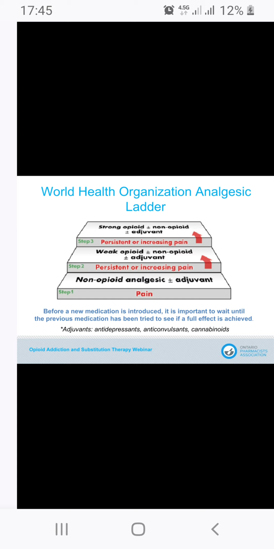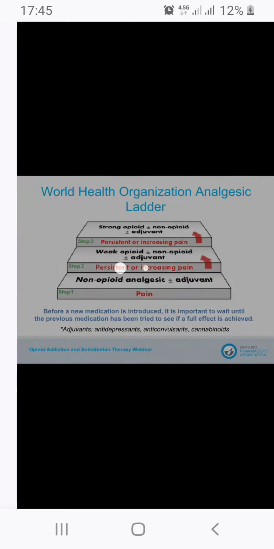Step 2, again, if you have more persistent or increasing pain, you would now further optimize it by maybe adding or switching to a weak opioid, plus or minus non-opioid and/or adjuvants. And then finally at the top rungs, when you have really severe pain, the stronger opioids. So let's look at the next few slides and we'll talk about each of these steps more in detail.